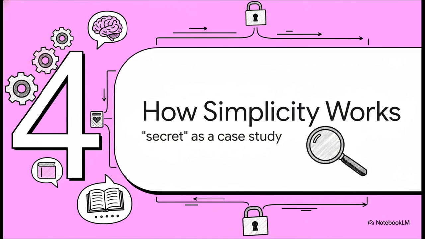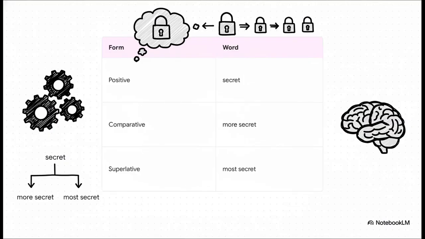Well, let's bring it all the way back to our original word, secret, and see the simple elegance of this system in action. Okay, check this out. To change the adjective, you don't need to learn a whole new word like secretive or anything like that. Nope, you just use the system's simple rules. More secret and most secret. It's totally logical, it's predictable, and it means there are way fewer words you have to try and memorize.